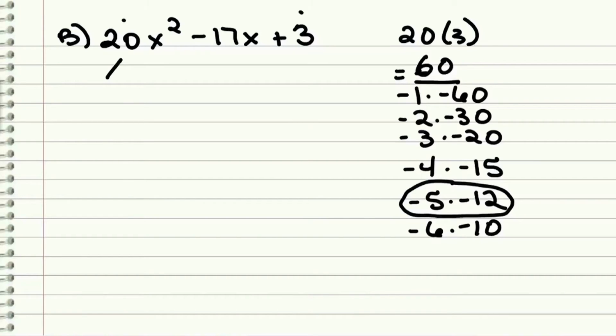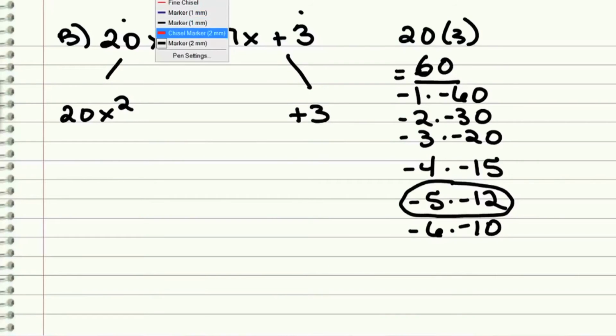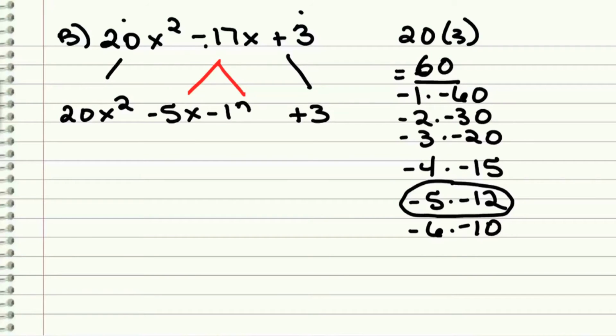So again, we're going to keep the first term, the 20x squared. We're going to keep the last term of a positive 3. We're going to split that middle term using these as coefficients, the negative 5x and the negative 12x. Now that we have 4 terms, we do our grouping. We're going to split it down the middle.